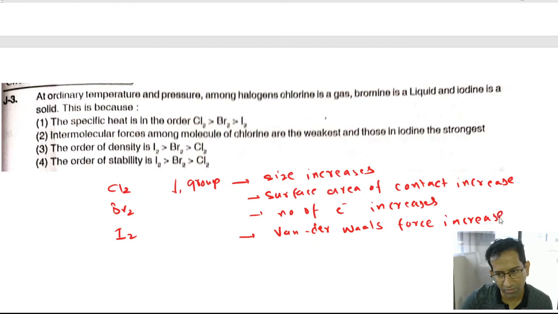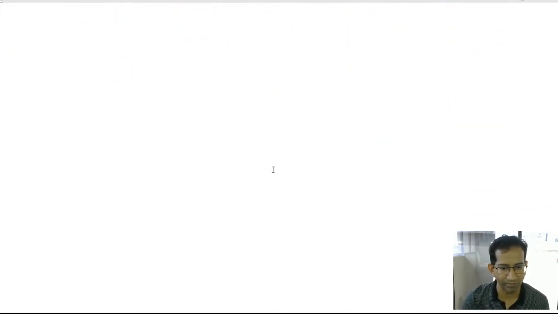So chlorine being smallest in size, surface area is minimum, number of electrons also minimum, so its forces of attraction are lowest. Of iodine, size is largest, so surface area of contact will also be large, and number of electrons will also be maximum out of these. So the van der Waals force of attraction will also be very high. I think the answer is very clear. Intermolecular forces among the molecules of Cl2 are the weakest and those of iodine strongest.